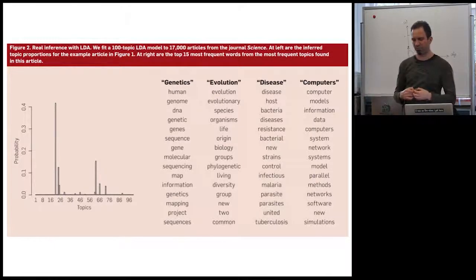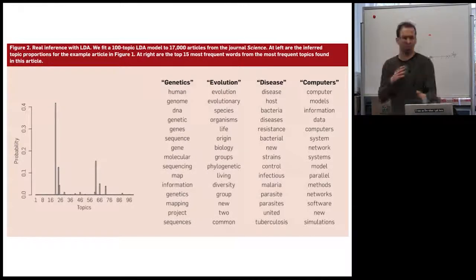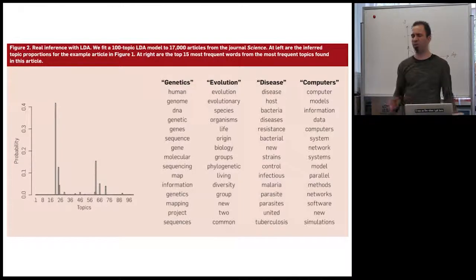Actually, this is an overly nice example. It's very easy to say, oh, that's the genetics topic. But I had a student apply this algorithm to movie reviews. And you kind of want, oh, I want the action movie topic, the drama topic, the good movie topic, the bad movie topic. No, that's not what they got. They got the Transformers topic, right?